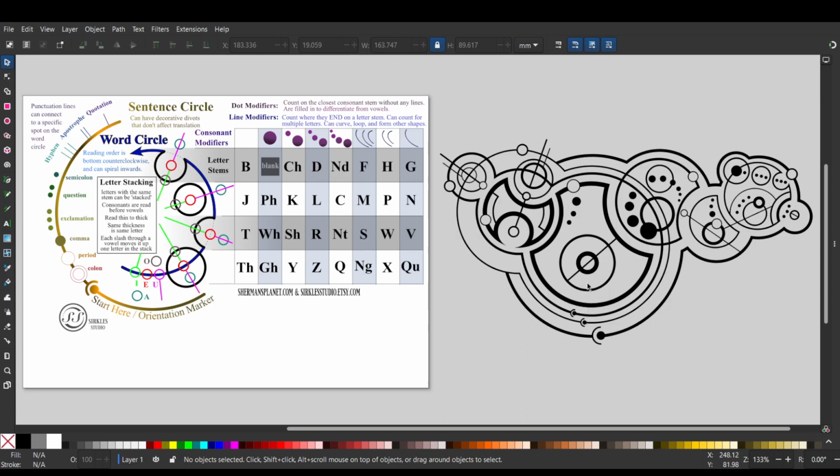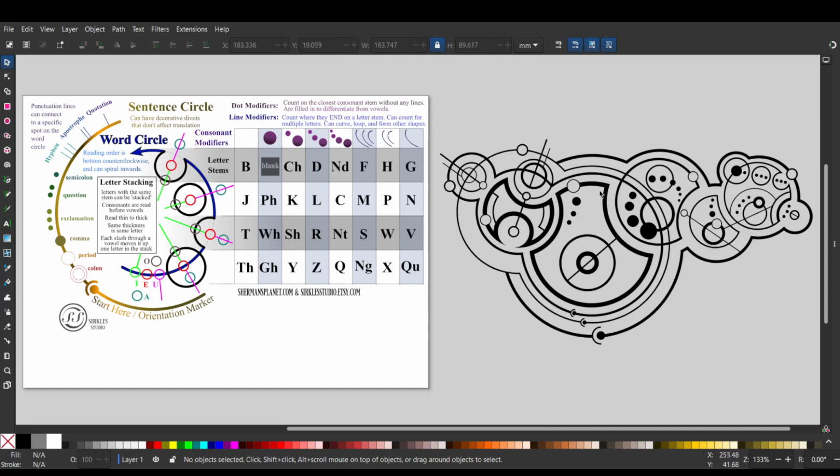Our first letter in this word, never, starts at the bottom, and then it has this circle inside the word circle, which is this letter stem, and there is one line ending on it, right there. So that makes it an N with one line ending on it. Then we have this vowel right in the middle of it, and that vowel is in this red circle's position, which if we follow that down, is an E. So N-E, then we continue around.